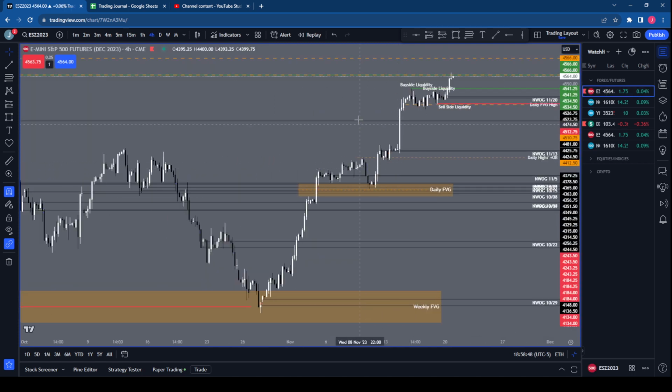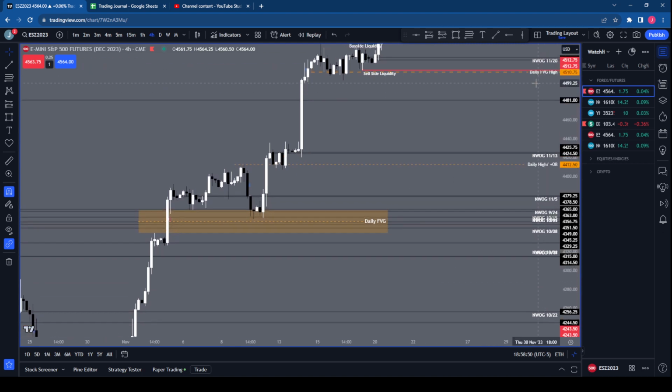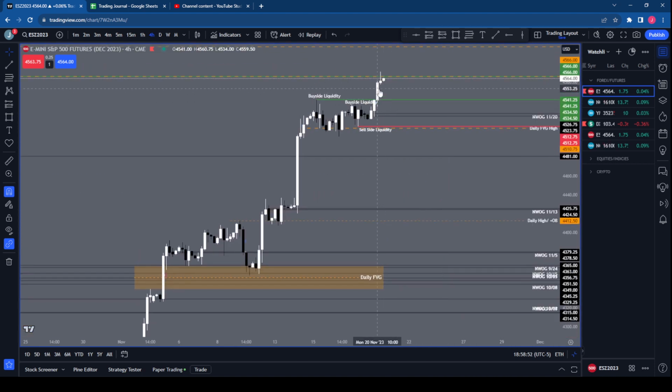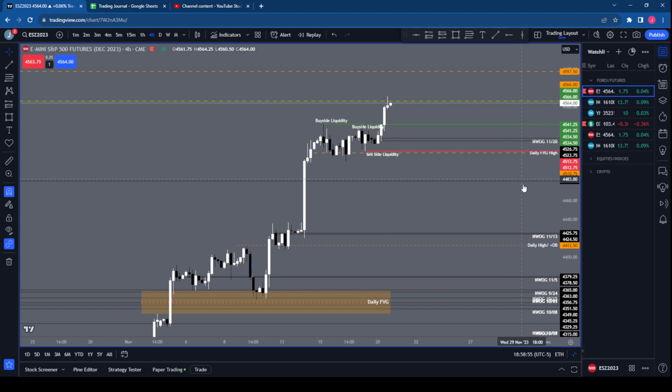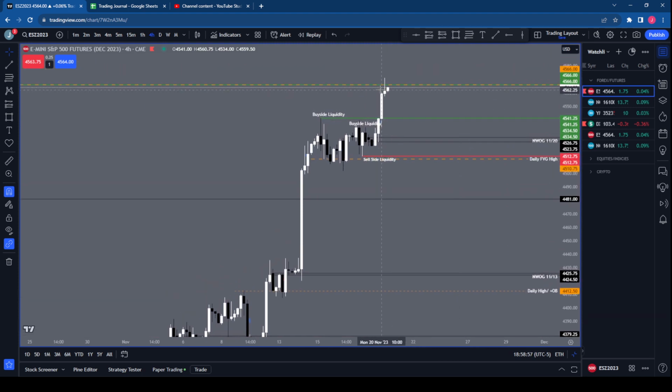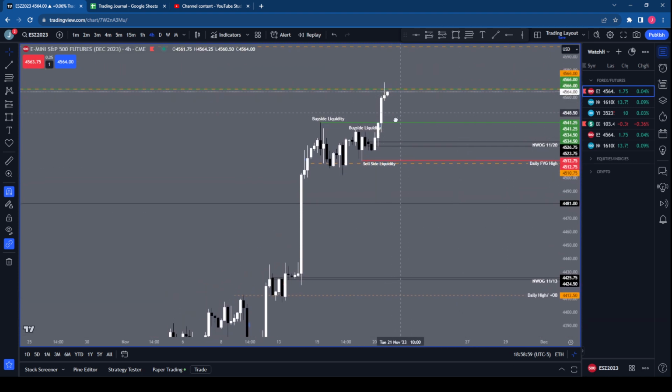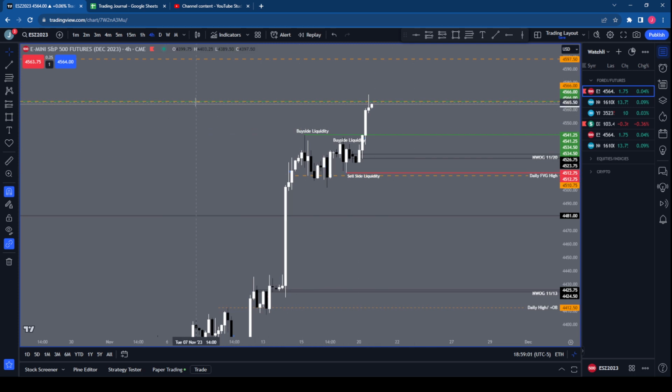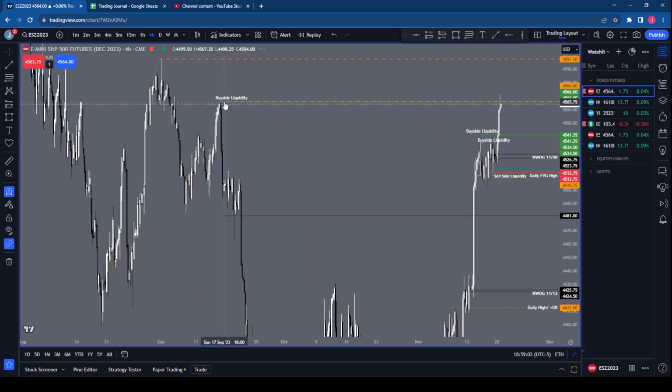Go to the ES 4-hour, kind of a similar scenario. We got this 4-hour fair value gap. I'd be interested to see if we can come in and take that. But we will be looking for longs to get back above this high, target these highs.